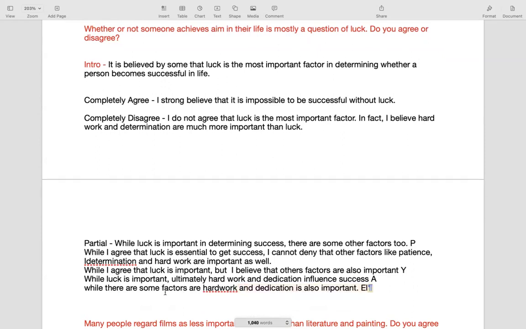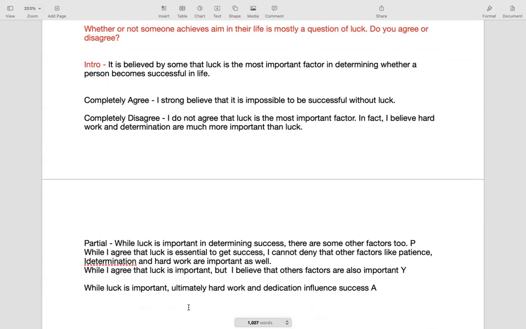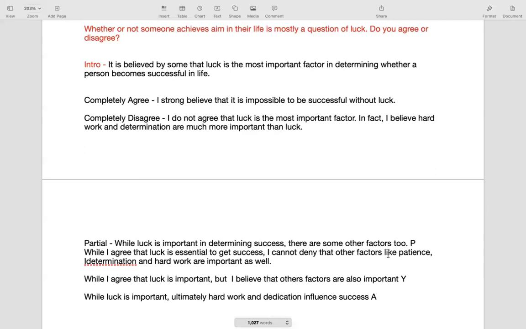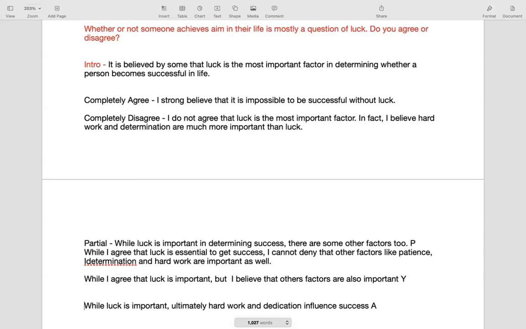Elizabeth, this is confusing. It's not talking about luck. You have to paraphrase it better. Luck is missing. While there are some factors, our hard work and dedication is also important. It's not making sense. Paraphrase it better. Okay, so let's leave this. What's the problem with this one? First, let's cover this one. Let's not cover this one. Let's cover this one first. Third one. What's the problem with this one?